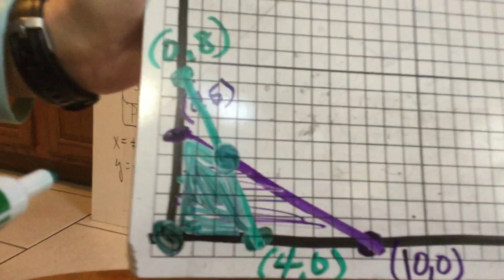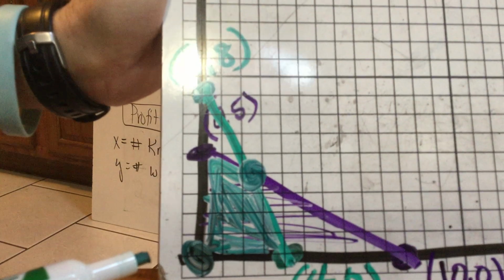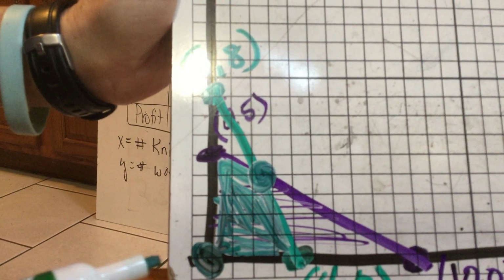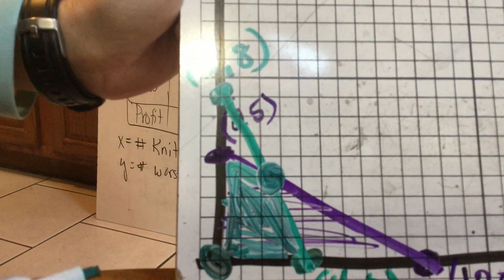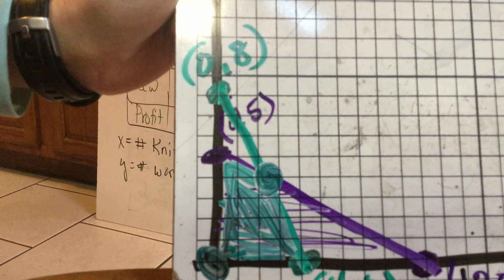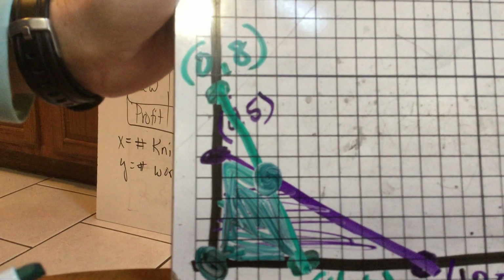And that little shape, a combination of the purple shading and the green shading, has 4 corners. Those 4 corners are called vertices. Next thing you do is write down those 4 corners.